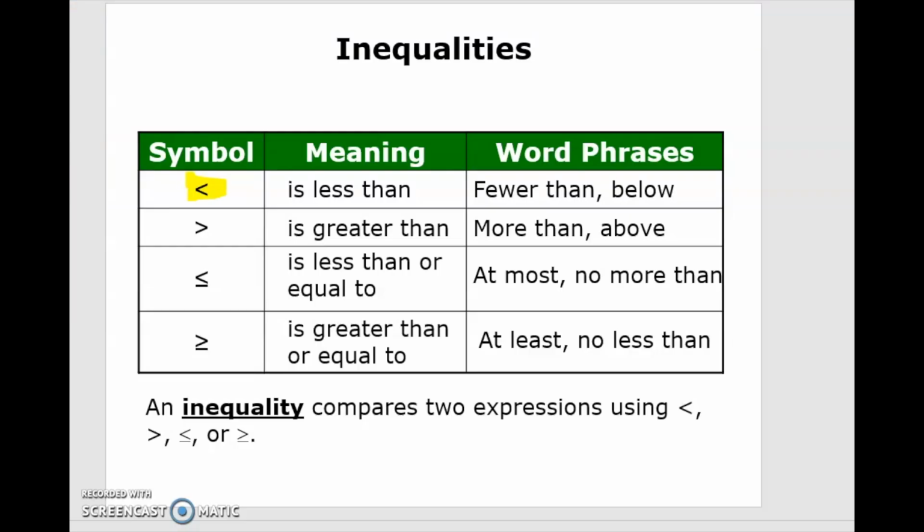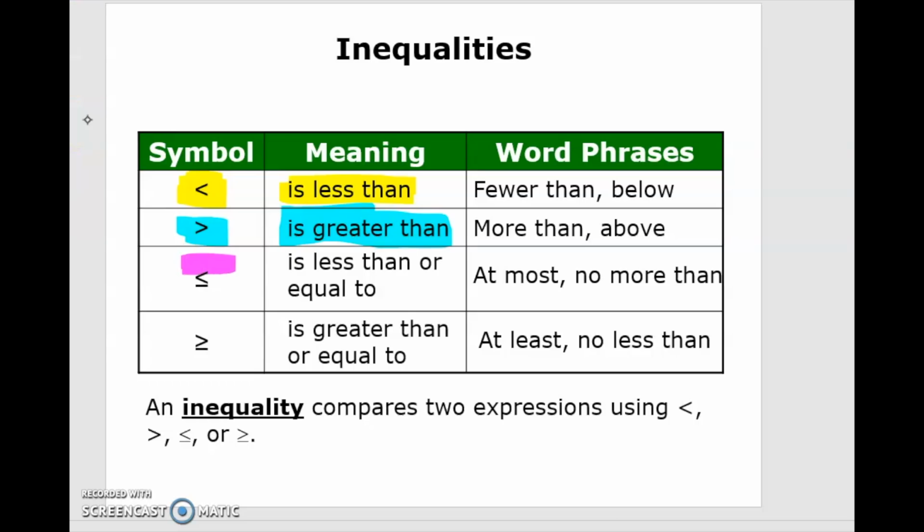This symbol right here, this is our less than symbol. And another word that we can sometimes see that talks about less than would be the words fewer or below. Those all indicate that we're talking about less than. This next symbol below here, this is our greater than symbol. And we'll also hear greater than, more than, above. Those all indicate that we have more of something.